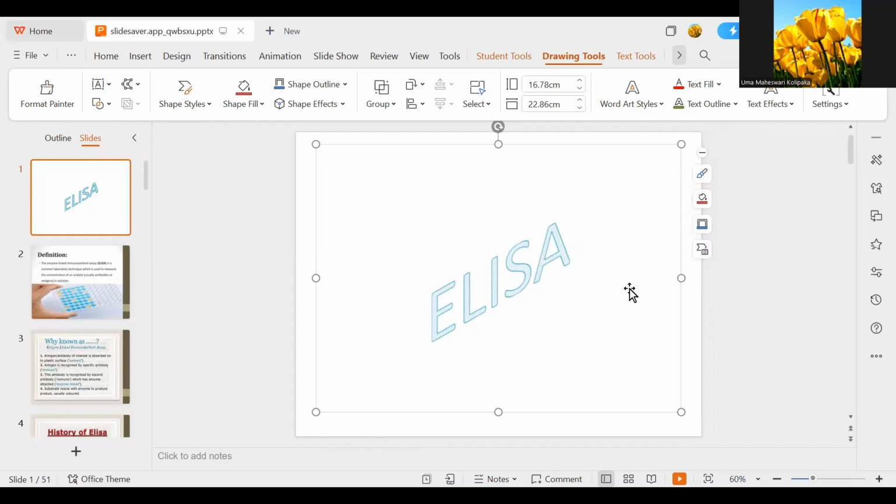Myself, Mamaheshwari Kolipaka, working as Assistant Professor in AM Reddy Memorial College of Pharmacy, and today we are going to discuss about ELISA, enzyme-linked immunosorbent assay. So today we are going to discuss about ELISA.